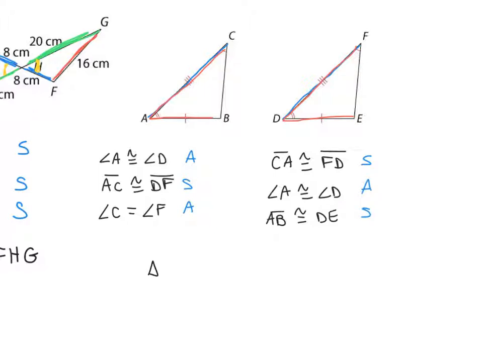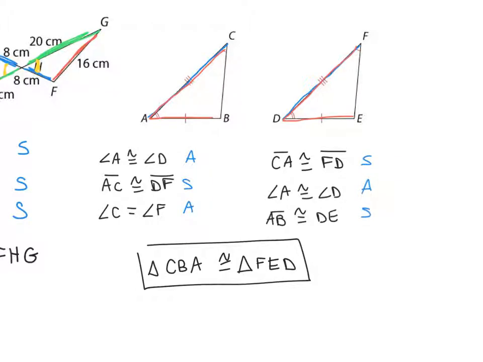So let's write a congruent statement. Let's say I decide to call my first triangle CBA. Let's see if we can match up the corresponding parts. So I know that C corresponds with F, B corresponds with E, and A corresponds with D. So there's our congruent statement.